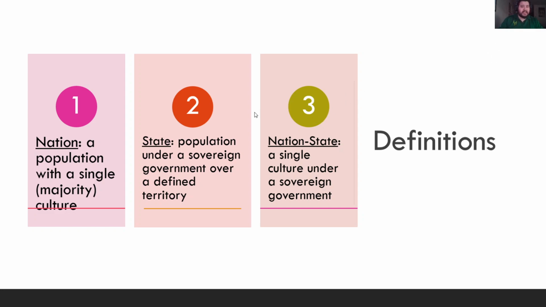But generally, when we think of a nation, we're thinking of a population with a single majority culture, where most of that group has the same or similar cultural identity. A state, on the other hand, has to do with government power and specific government power. In this case, we're looking at a population with a sovereign government. Sovereignty here being this ability to have independent control, free from outside influence over your affairs.